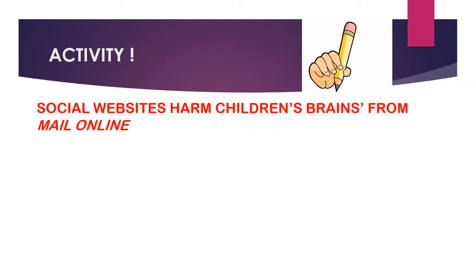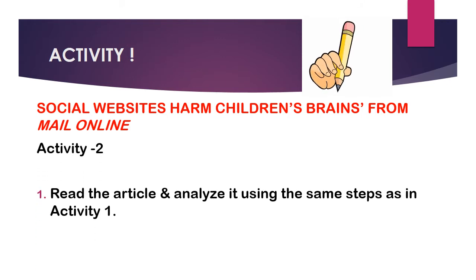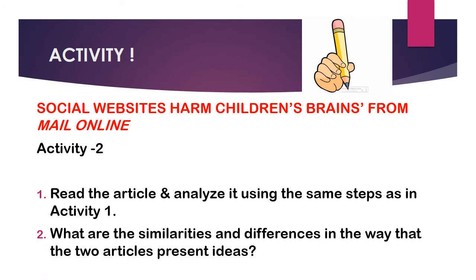Then again there is also an activity. You are given an article, "Social websites harm children's brains", from Mail Online. What you are supposed to do is read the article and analyze it using the same steps as in activity 1. You have to use the same steps that you used in activity 1 to analyze it. What are the similarities and differences in the way that the two articles present ideas? Then you have to go for a comparison. You have to see the differences and similarities when the writers are trying to present their ideas.